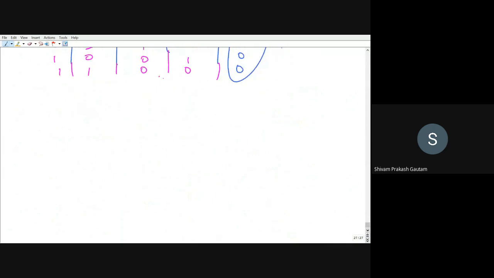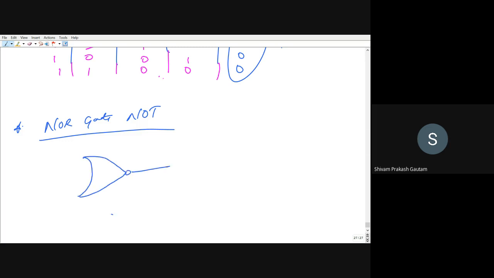Okay. Now you can also represent the NOR gate as a NOT gate. How can you represent the NOR gate as a NOT gate? Again, you can short both the inputs. This is the symbol of the NOR gate. If you short both the inputs, then you will get the NOT gate, right?